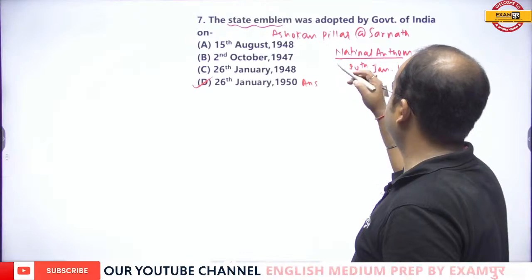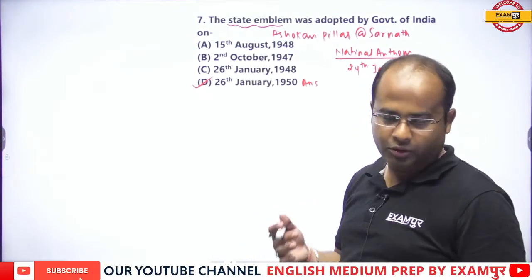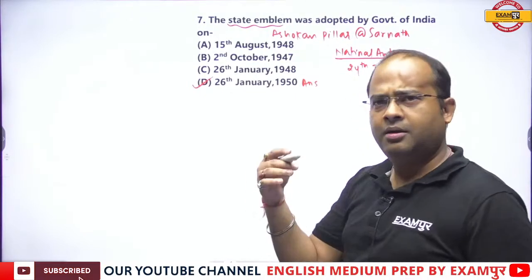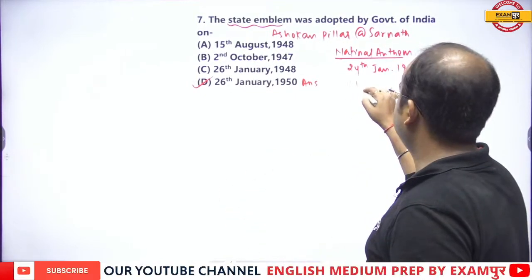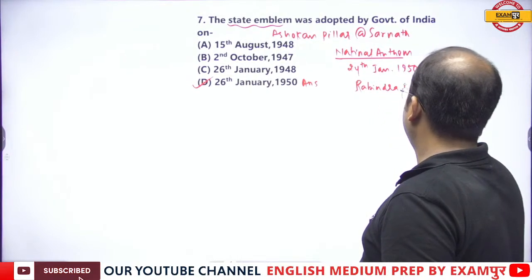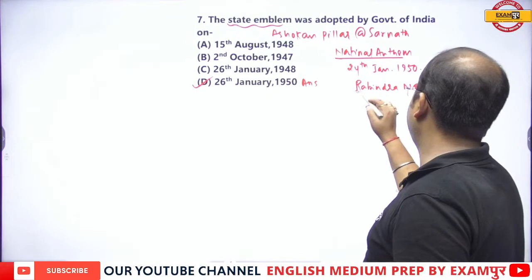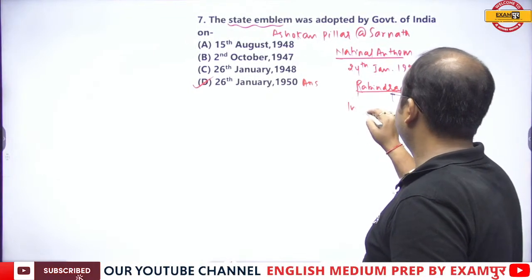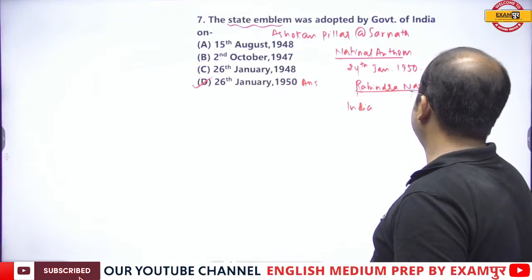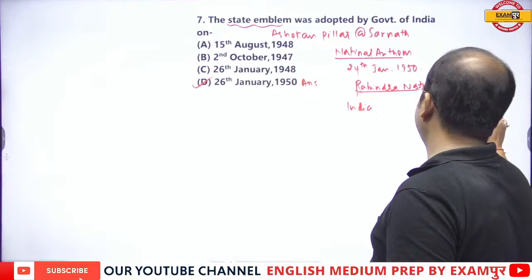And the national anthem was written by a very famous person, that is Rabindranath Tagore. He wrote the national anthem of India plus Bangladesh. Rabindranath Tagore wrote the national anthem of India plus Bangladesh, that is Amar Sonar Bangla.